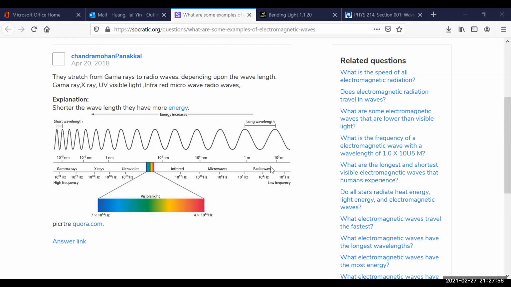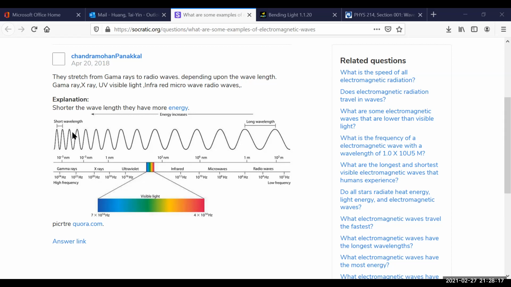And what are the electromagnetic waves that have long wavelength and low frequency? You can see that radio waves and microwaves are the waves that have long wavelength, meaning that they have a lower frequency. And these are the waves that have lower energy, which you're going to learn in later chapters.